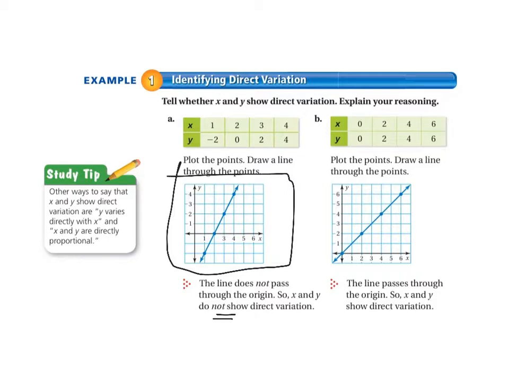so x and y do not show direct variation. And letter B says the same thing, and you can see that the line does pass through the origin. Remember that the origin is 0, 0. Since the line passes through the origin, x and y do show direct variation.